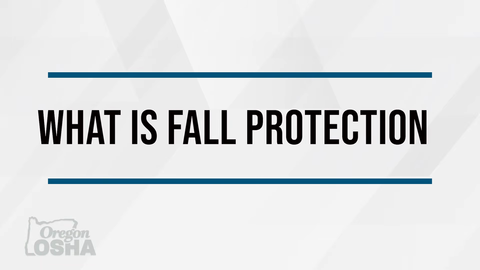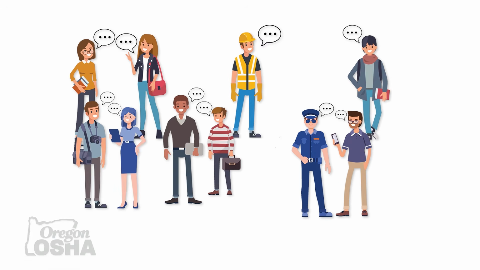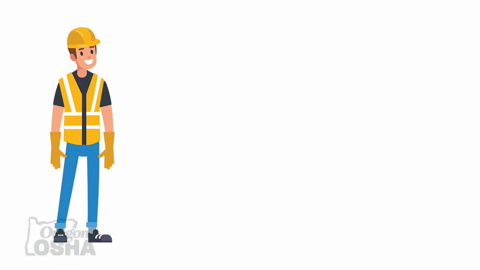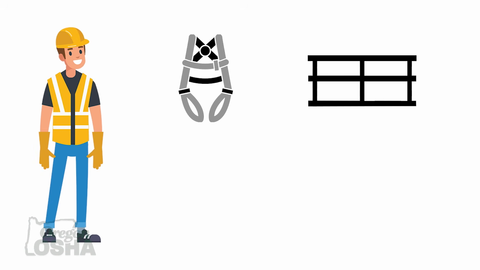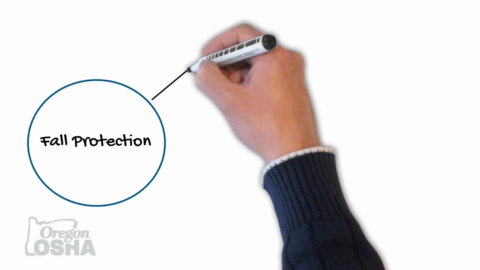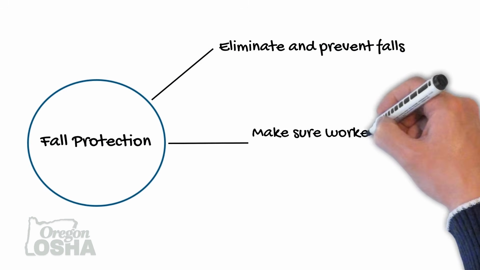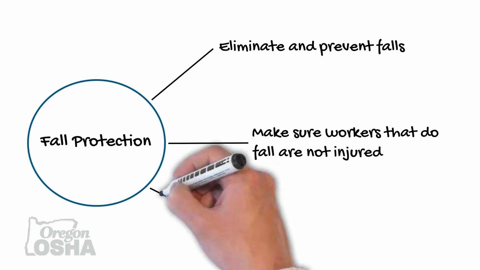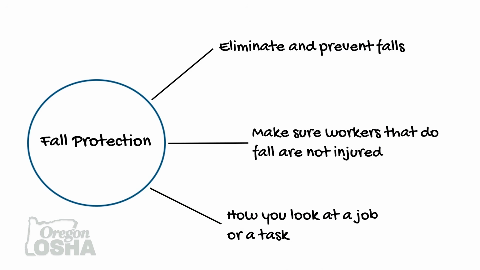What is fall protection? Ask 10 different people what fall protection means and you're likely to get 10 different answers. For many in the construction industry, equipment that comes to mind are things like guardrails, personal fall protection systems like fall arrest, or perhaps safety nets. But fall protection is more than equipment. Fall protection is anything you do to eliminate and prevent falls or make sure that workers who do fall are not injured. Fall protection is not just a system. It's how you look at a job or task. Beyond that, you could even say it's a commitment.